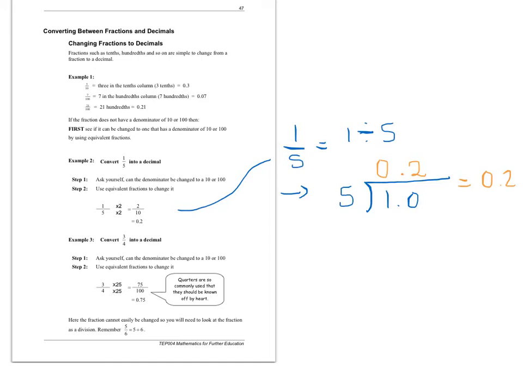We'll look at 3/4. That's this one. And that means 3 divided by 4. So 4 divided into 3.